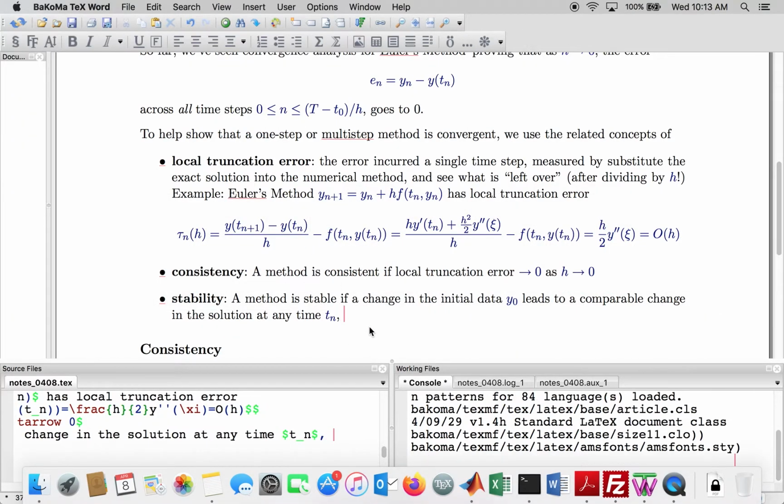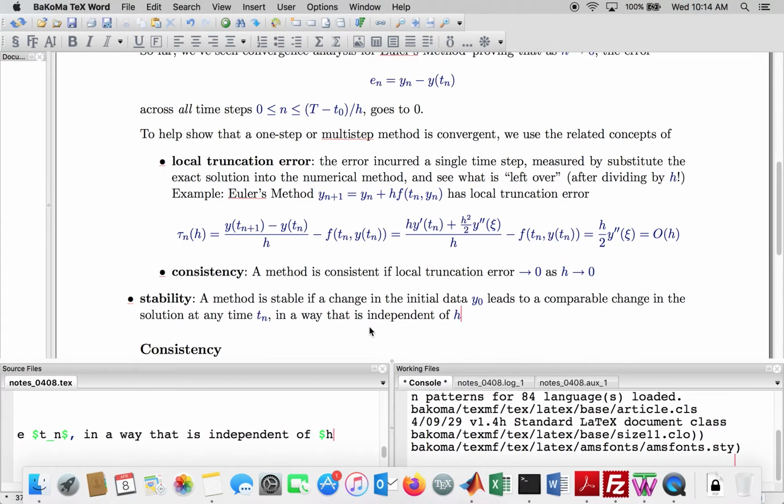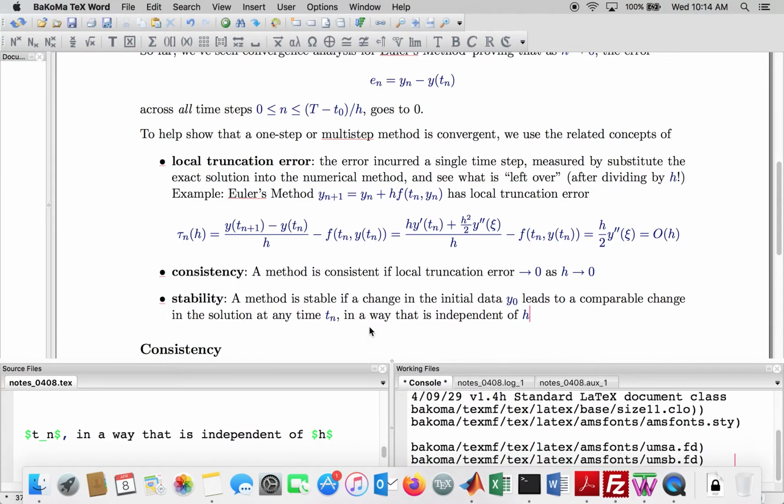Okay, so in a way that is independence of h. And this is related to the concept of a well-posed problem. A problem is well-posed if a solution exists, the solution is unique, and the solution depends continuously on the data. So a small change in the problem input does not lead to an unduly large change in the output. So stability is very closely related to that.